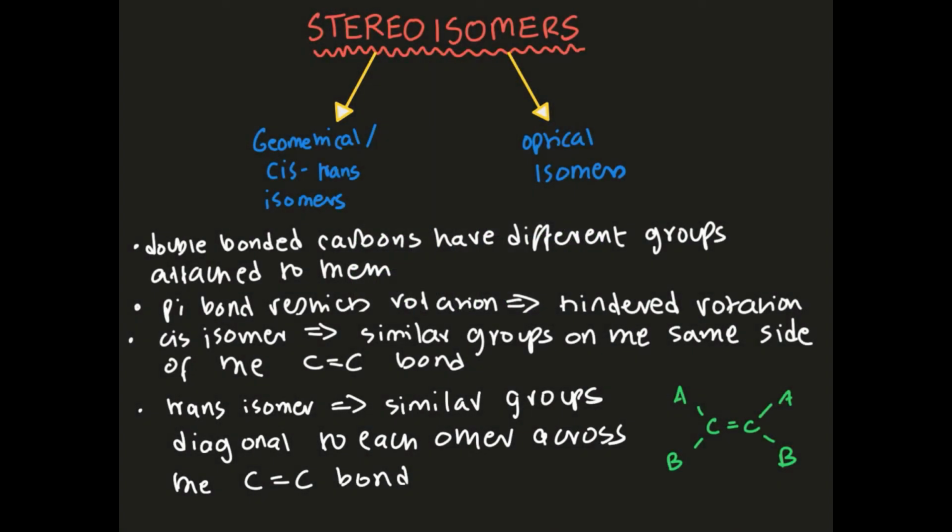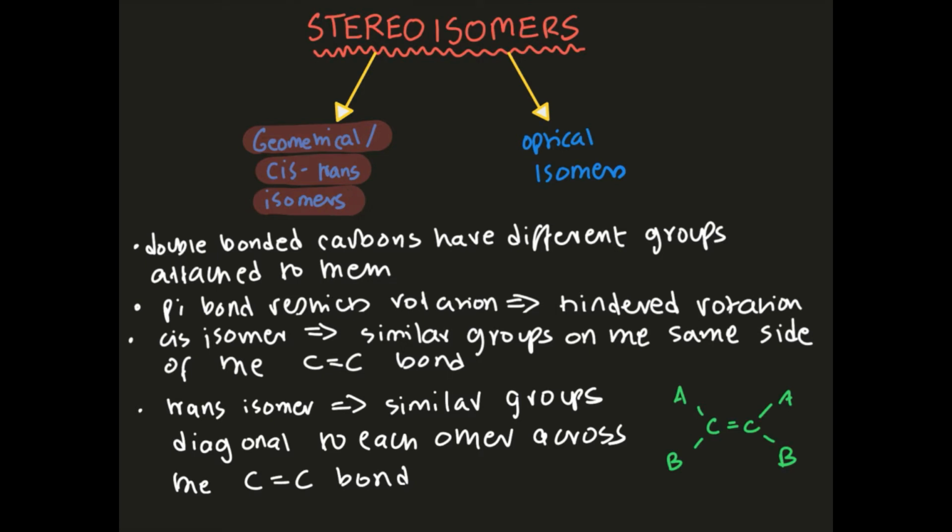Hi guys, today we're going to be discussing stereoisomers. These can be classified into two main types, geometrical or cis-trans isomers and optical isomers. In this video, we're specifically going to be taking a look at geometrical or cis-trans isomers.